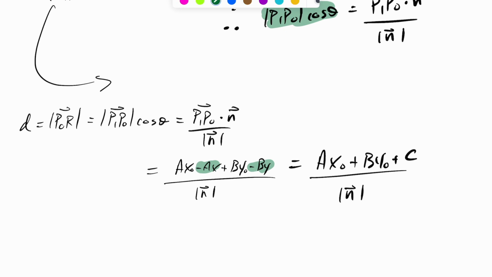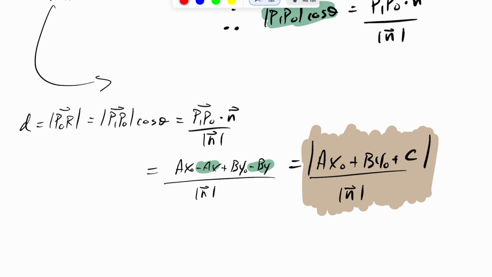And again, just to ensure we do have a positive length, we take the absolute value of this expression. So therefore, we have a formula here. The shortest distance from a point to a line is given by the following: the magnitude of ax naught plus by naught plus c, where x naught and y naught is a point given to you. That's the point you want to find the distance to the line of. And the a, b, and c are the values from your line itself. And the magnitude of n is the magnitude of your normal vector to your line.